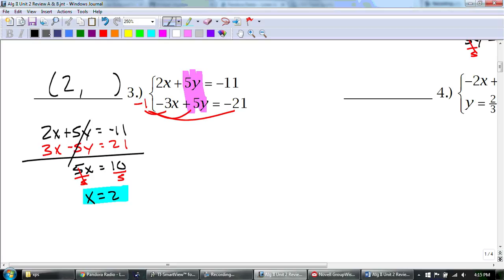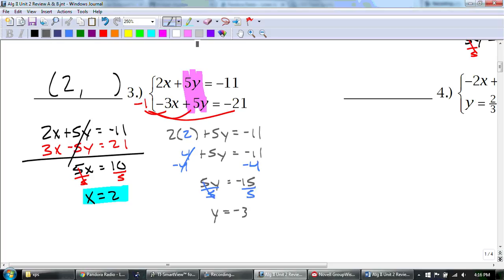Okay, so you could plug into either the top or the bottom. I plugged into the top because there were not as many negatives up there. So 2 times 2, we get 4 plus 5y equals negative 11. I have to subtract 4 from both sides. Negative 11 minus 4 is negative 15. And when I divide both sides by 5, we get that y equals negative 3. So then we get the point (2, -3) as our final answer.